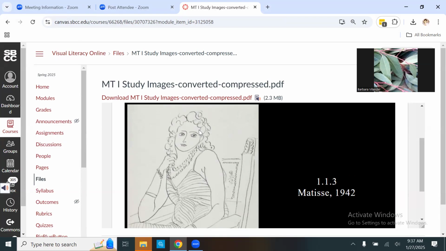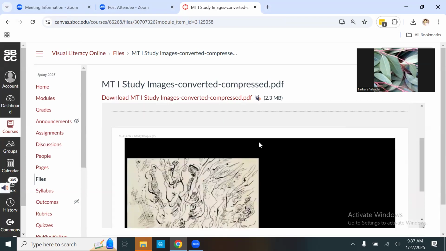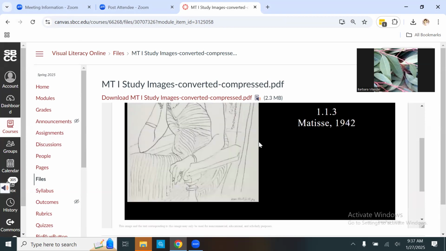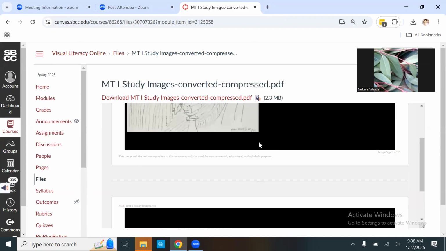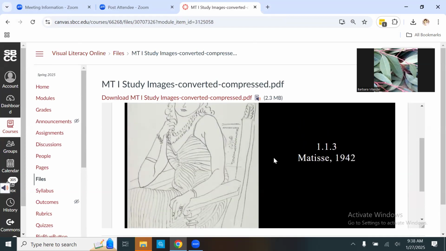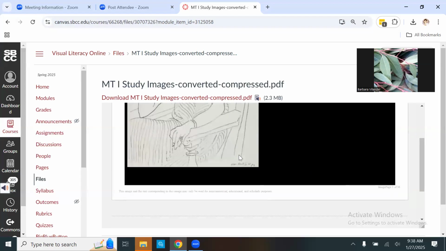And another good way to cue into what's important about a study guide image is what is that chapter talking about? So for the Matisse and for the Masson, they're both about lines, okay? So we're going to talk about how, for example, here Matisse uses contour lines, and we'll talk about that. Anyway, you'll get the relevant study guide information in lecture, okay?